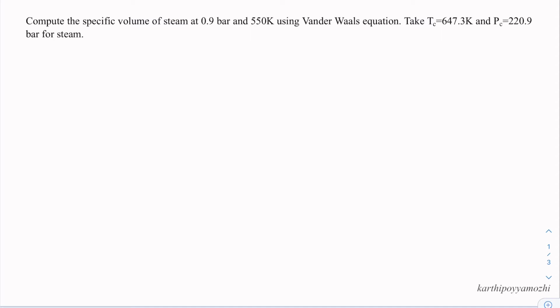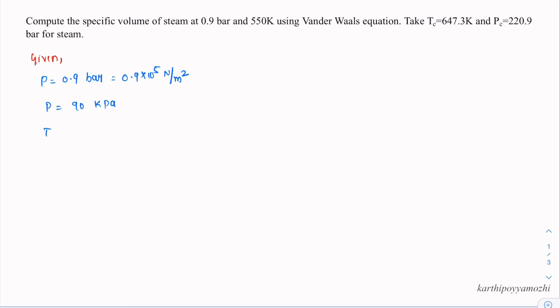The values which are given are: pressure P is equal to 0.9 bar, which is equal to 0.9 into 10 to the power of 5 Newton per meter square, or the pressure P can be written as 90 kilopascal.